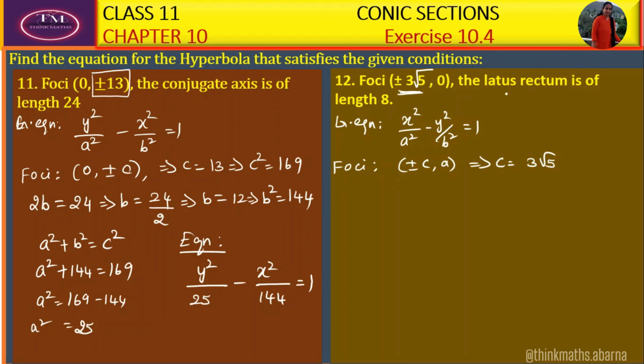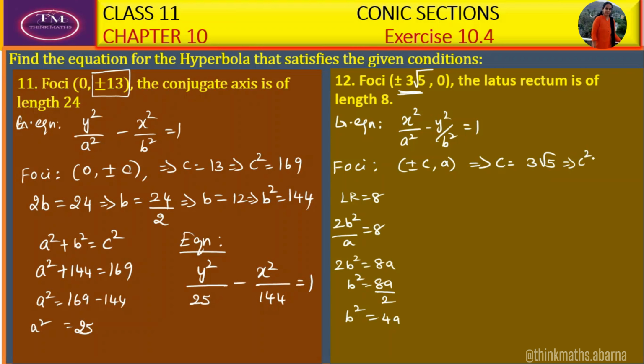Next, what is given? Latus rectum. So latus rectum equal to 8. What is the formula for latus rectum? 2b square by a equal to 8. Just cross multiplying, 2b square will be equal to 8a. So b square will be equal to 8a divided by 2, which is 4a. So we have b square equal to 4a.